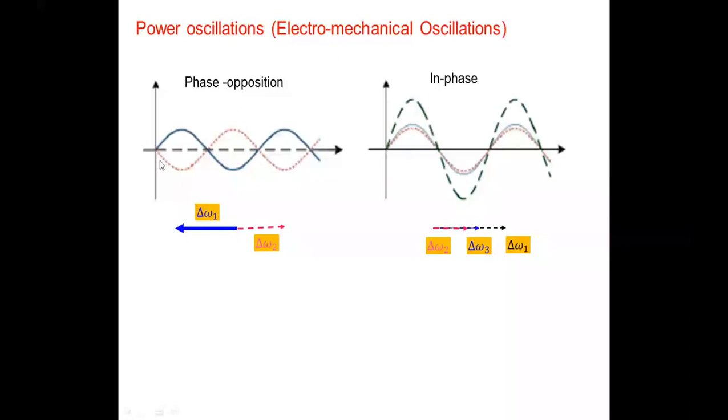I have not shown it, but you can imagine what the oscillations could be when there is a phase shift of 170-degree, 120-degree, and so on.